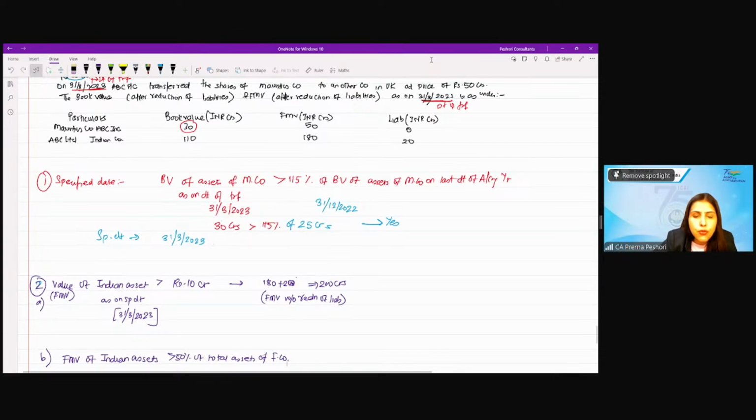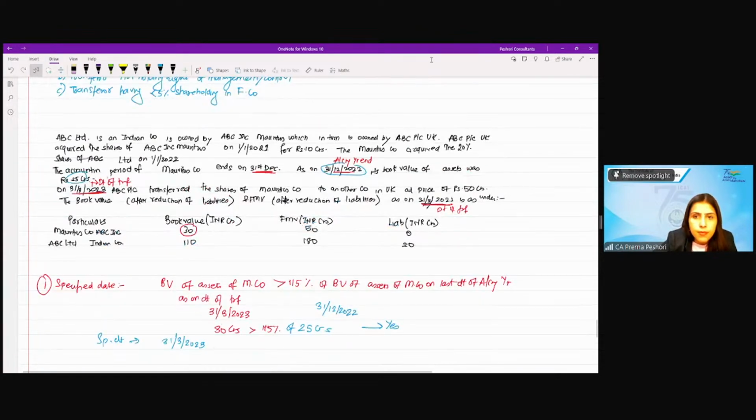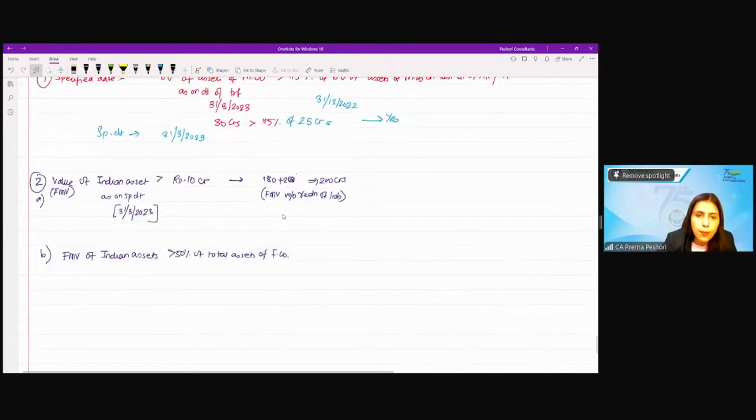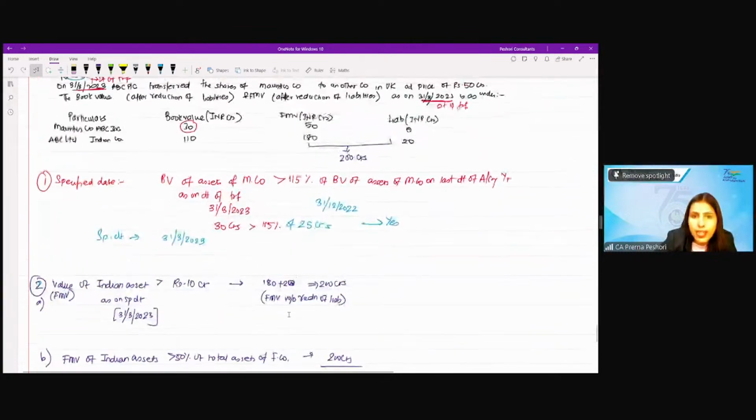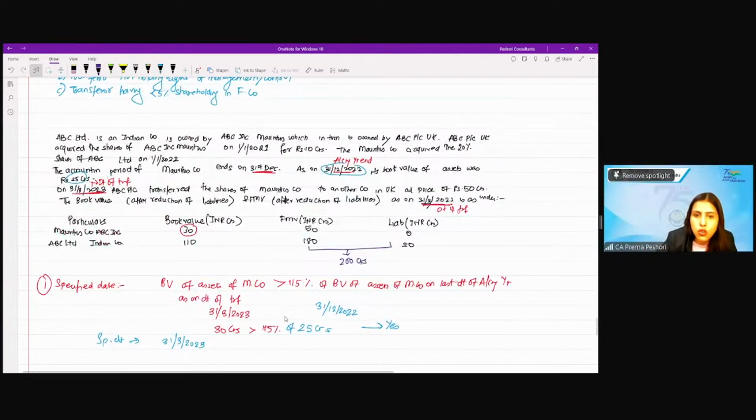200 divided by 250 crore. No, it will not be 200 divided by 250 crore, Ankit. Read the question once again properly. What is the FMV of the Indian assets? Yes, it is 200 crores. Right? So 200 is the right answer. But what is the FMV of the total assets? Total asset is 250. Right?